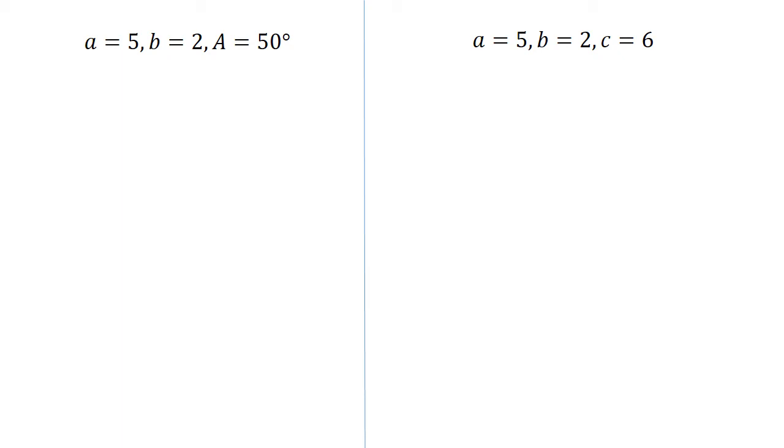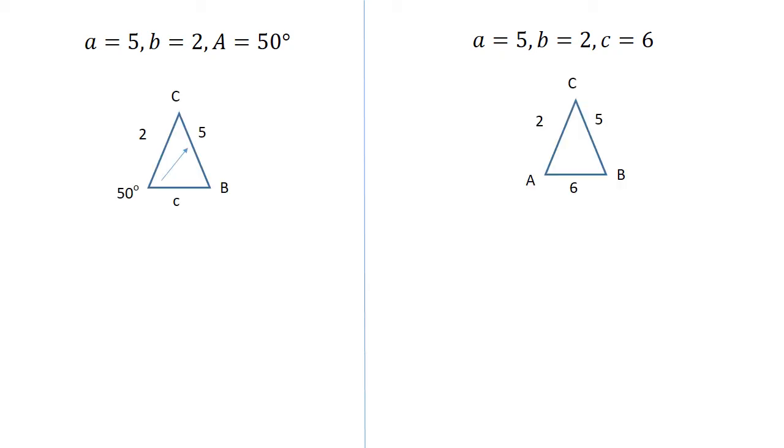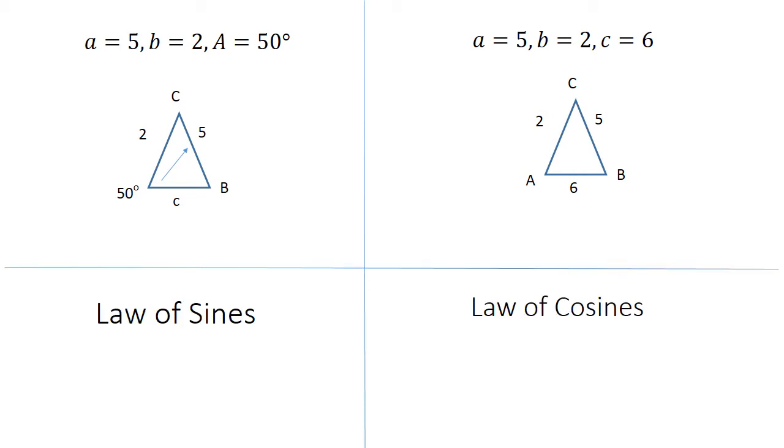Here we're given on the left-hand side a equals 5, b equals 2, and capital A equals 50 degrees. So we've been given two side measures and one angle measure. Notice how the angle measures and the side measures correspond. When that happens, we'll use the law of sines. However, notice on the right-hand side, we've been given only side measures. There are no corresponding angle measures to those side measures.